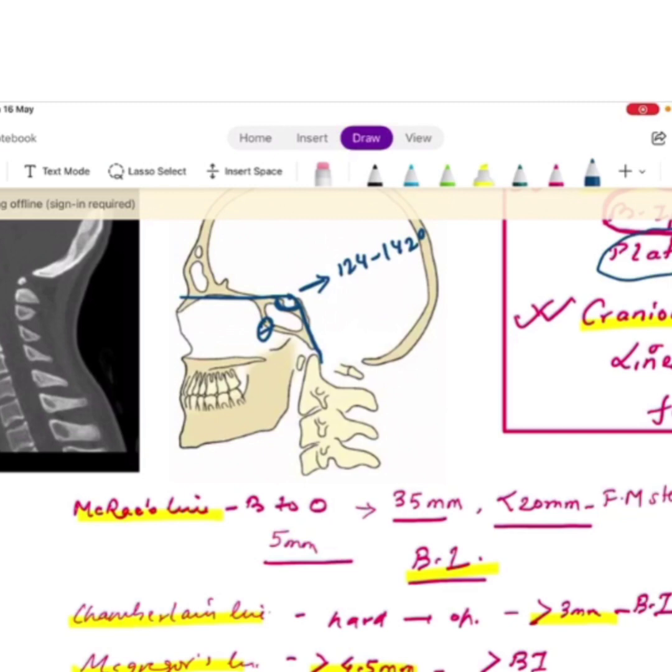What happens in platybasia? The skull base is flattened, like the clivus has lost its slope. So what happens to this angle? This angle increases. If the angle is more than 142 degrees, this means there is platybasia, that is, there is flattening of the skull base.